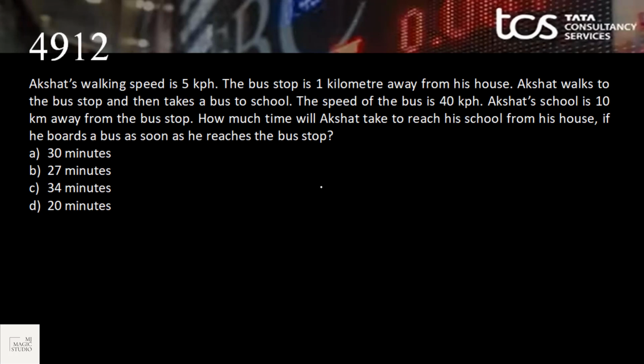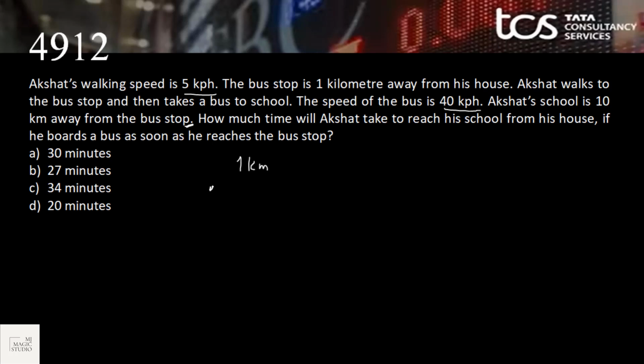Okay, on to the next one. You must be solving it, I guess. Obviously, we have got Akshat now. Akshat walking speed is 5 km per hour. The bus stop is 1 kilometer away from his house. Akshat walks to the bus stop and then takes a bus to school. The speed of the bus is 40 kph. Akshat's school is 10 km away from the bus stop.